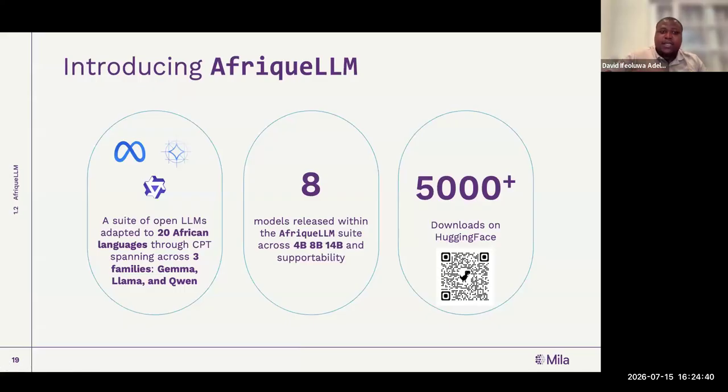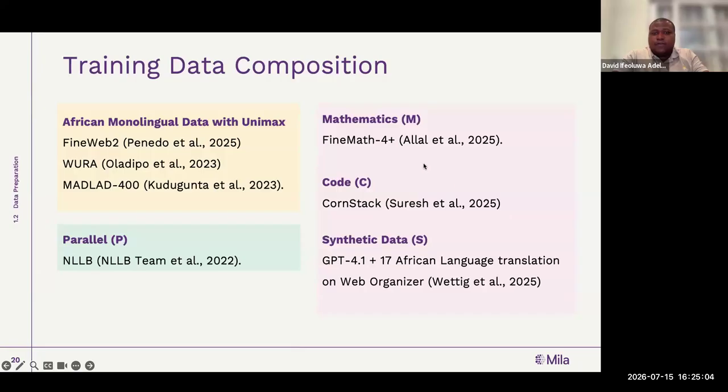So we released AfriqueLLM, covering 20 African languages for the first initial version. We released several sizes of the model, 4B, 8B. I think we also have 12B for Gemma and 14B. And currently we have over 5,000 downloads on Hugging Face. That's nice that the community is using it. So we are very grateful for that.